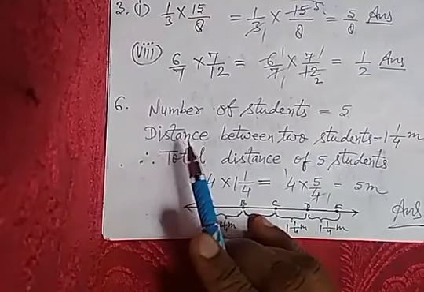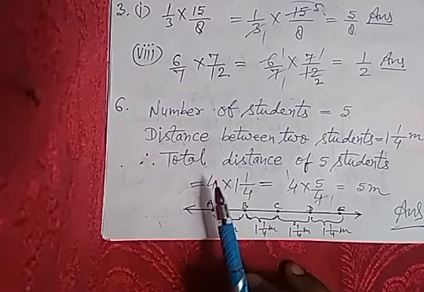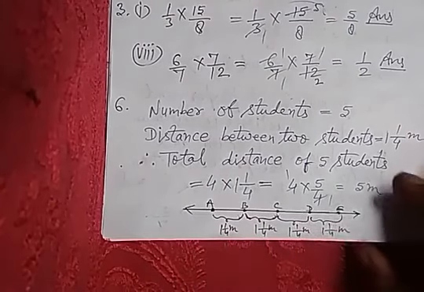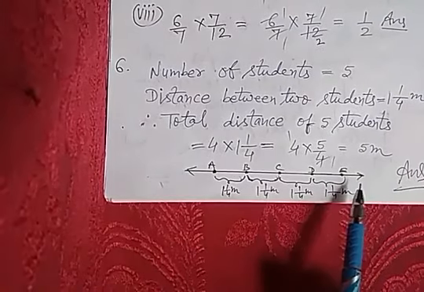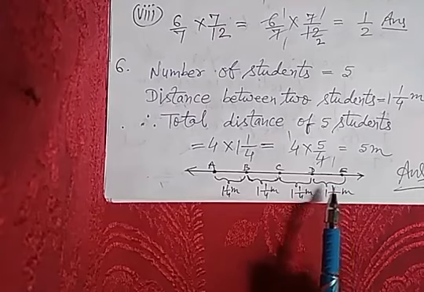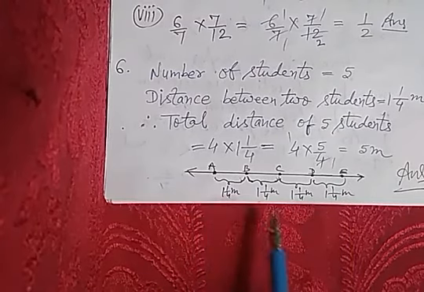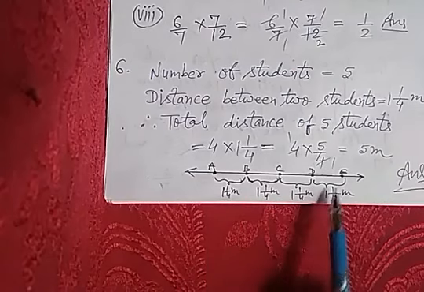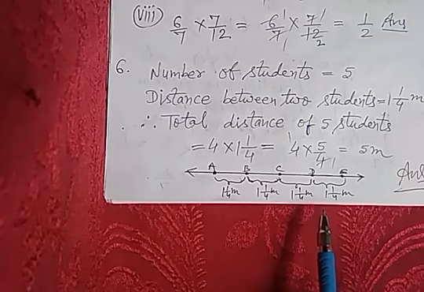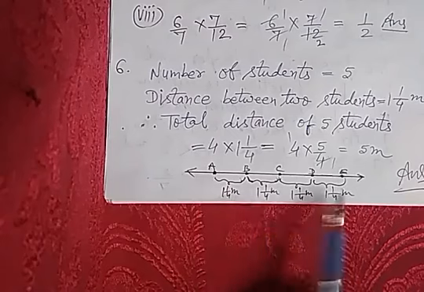Now question number 6. In this question, 5 students stand in a row: 1, 2, 3, 4, 5. Suppose these are 5 students standing in a row such that the distance between two successive students is always 1 whole 1 upon 4 meter. We have to find the total distance between the first and the last students.